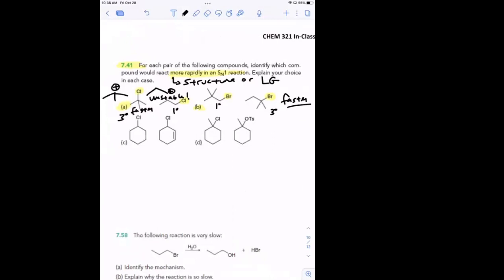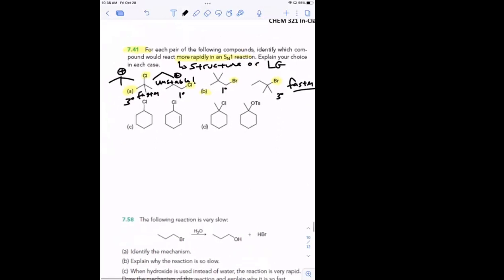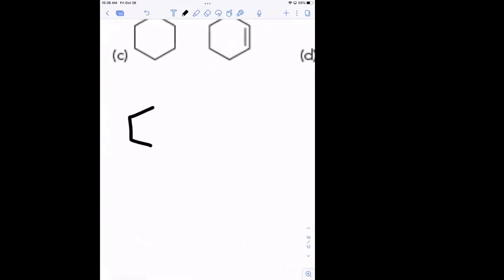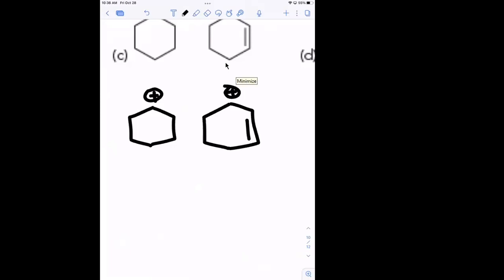What about C? Before you answer that, let's look at what the carbocations look like for each one of those. For C, one of your carbocations is going to look like this when chlorine leaves, and the other one looks like this when chlorine leaves. What's the difference between those two? Okay. All right. Thank you, Sade. I just saw your message. I can't see the chat, so if you have a comment, you've got to unmute and say it. But thank you.